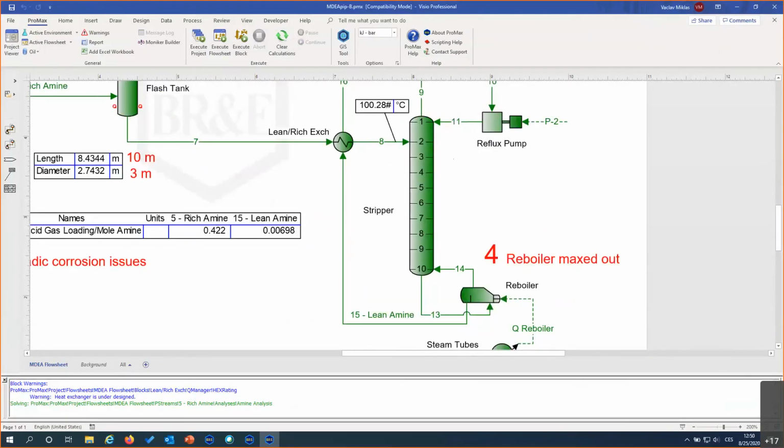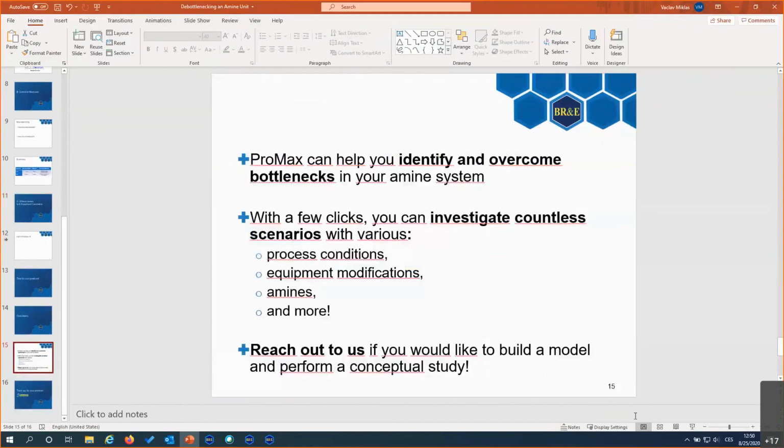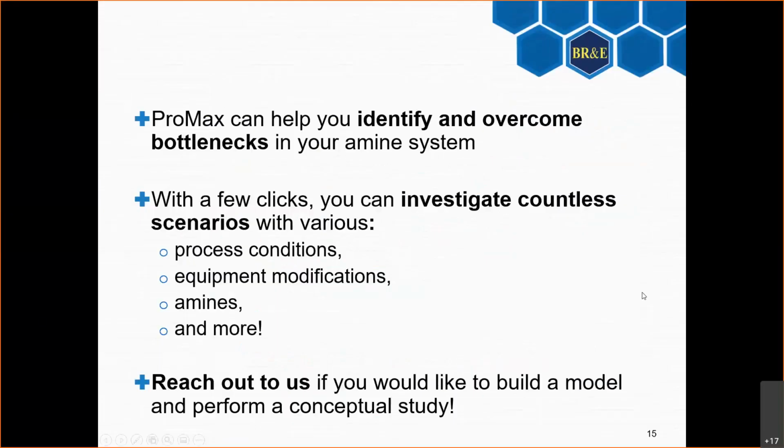I would like to just conclude the webinar real quick with a few bullet points. So as we could see today, ProMax can help you identify and potentially get rid of some bottlenecks in your amine systems. And it is really easy to investigate a countless number of scenarios. So, process conditions, we saw various flow rates and temperatures. We can play with equipment, like trying tube passes or maybe plugging some tubes. We can try different amines. So, MDEA, piperazine, some people suggested we might use DEA and piperazine.